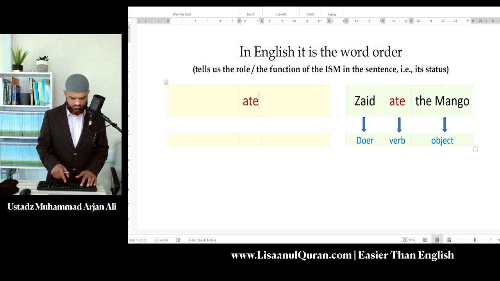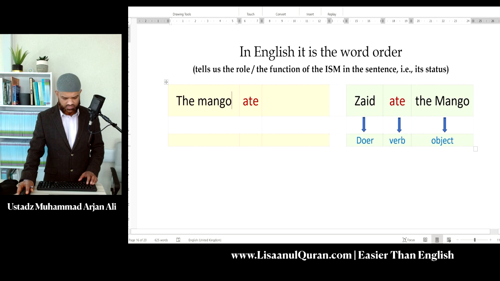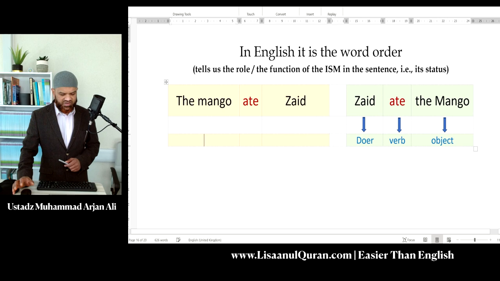Ate. I put the word order differently. So I say here, the mango ate Zaid. Now I hope you can easily recognize, by changing the word order around in English, I've completely changed the meaning of the sentence.